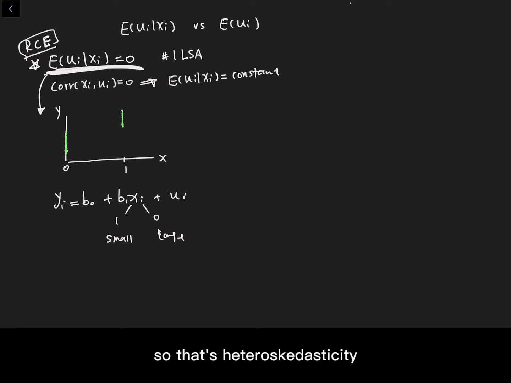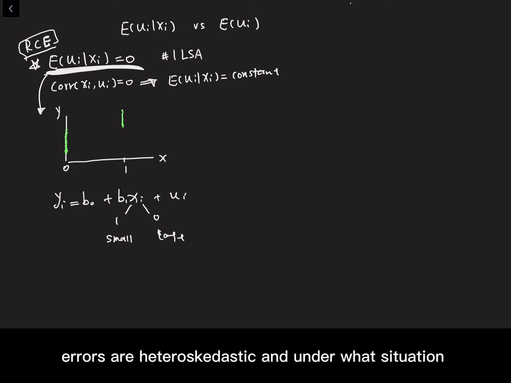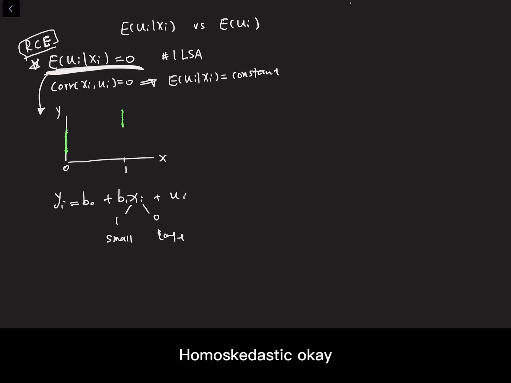So that's heteroscedasticity, or errors are heteroscedastic. We'll talk about that in the next video, the difference between heteroscedasticity and homoscedasticity: under what situation errors are heteroscedastic, and in what situation errors are homoscedastic. And if we draw a line through these points, we get the regression line.